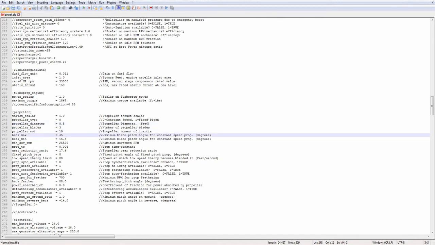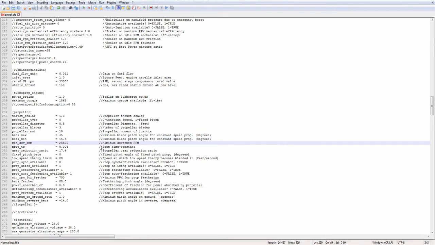Beta max, this is the blade pitch angle for a constant speed prop, the maximum blade pitch angle for a constant speed prop. So this would be the high RPM pitch of the propeller. In the case of the Caravan, it's 45 degrees. Now this is the minimum. Beta min is the minimum blade pitch for a constant speed prop. That does not include feathering, okay? Feathering is something else entirely. Beta min is 15.6 degrees on the Caravan.